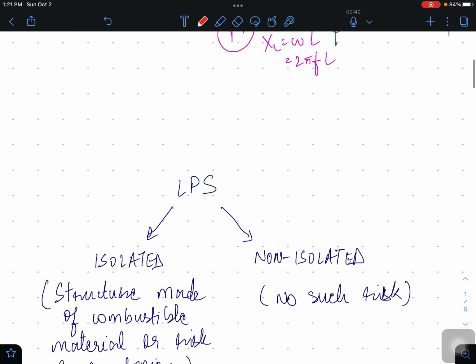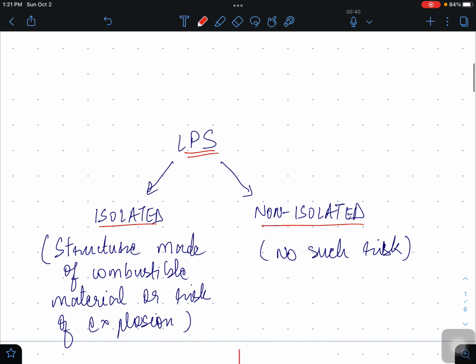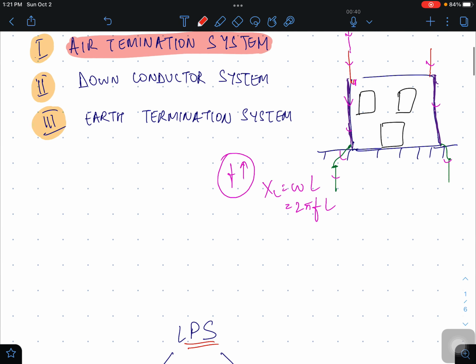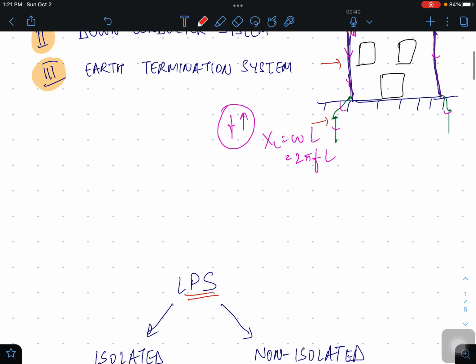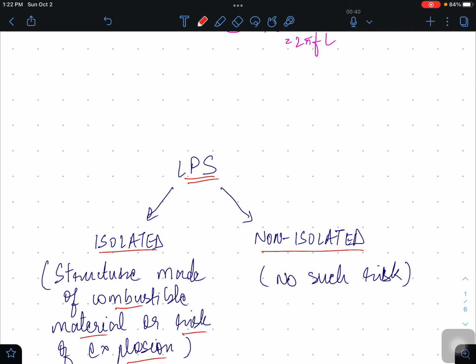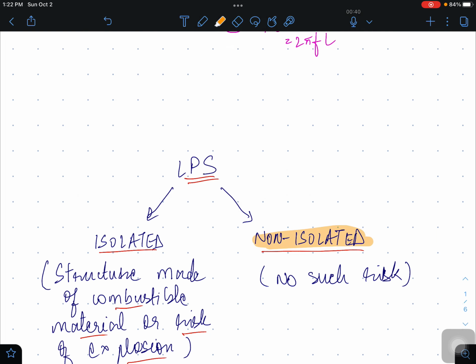the lightning protection system can be of two types. The first one is isolated, the second one is non-isolated. In case of isolated, the structure is typically made up of combustible material or there is a risk of explosion there. That means you have to isolate the complete LPS. Our lightning protection system here involves air termination, down conductors and earthing. This shall all be separate from this structure which we have drawn, completely isolated. Whereas in case of non-isolated, there is no such risk, and typically in railways you will see that most of the structures are non-isolated.